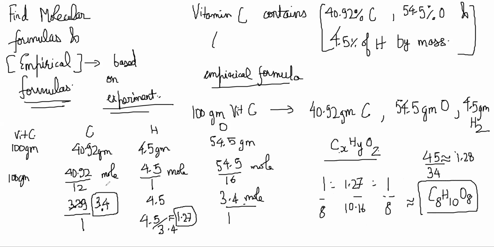You understand? I have first gotten the moles, then I have gotten the ratio of the moles, and the ratio of the moles was coming like this, and I made all of them integers by multiplying with some factor, right? So my guess is C8H10O8.